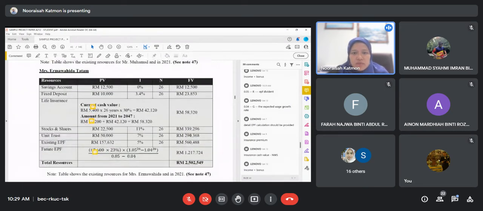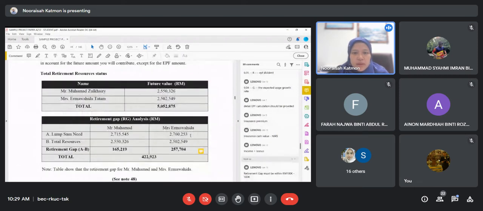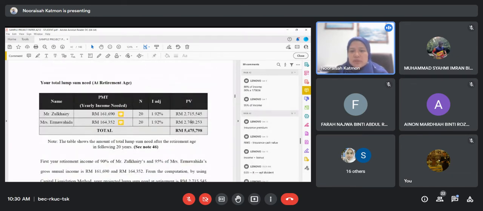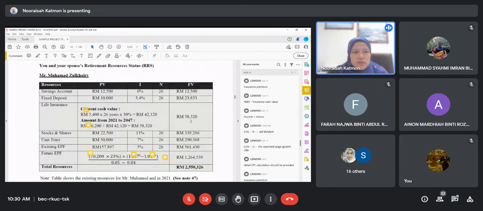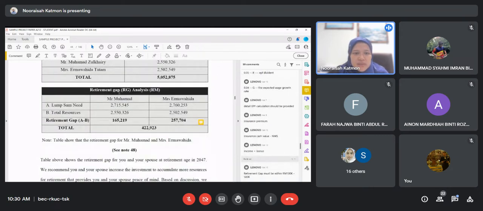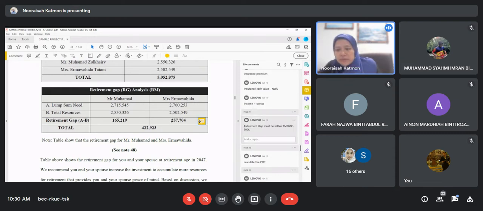So you have to do the same calculation for the wife as well. And you have to identify how much the retirement gap should be. How should you calculate the retirement gap? You take the lump sum need minus the total resources. This is the lump sum need. Lump sum need is 2.7, and the total resources here, 2.5 million for husband, 2.5 million for wife, which means the retirement gap for husband is around 165,000, for wife is around 257,000.